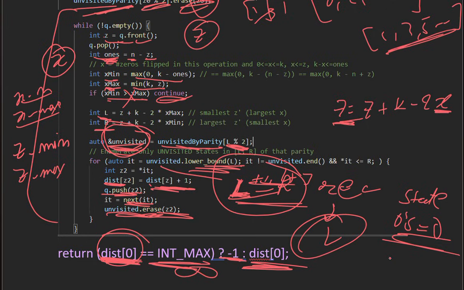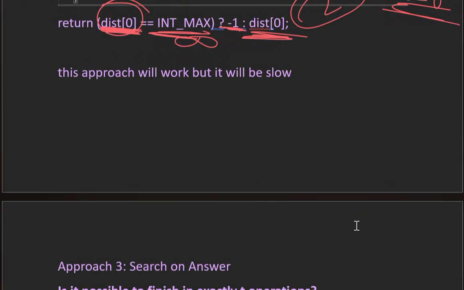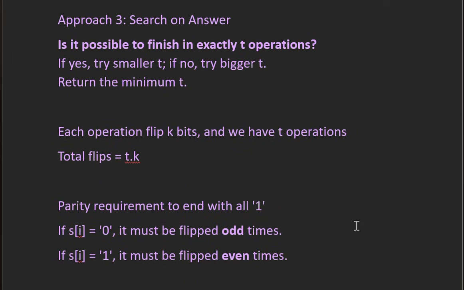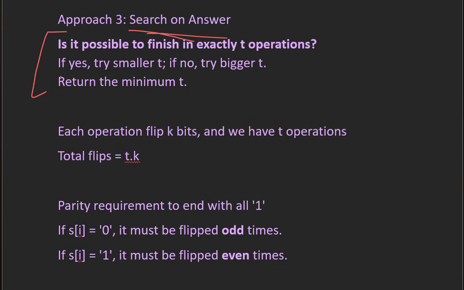So I hope I am able to explain these two approaches. After this we will be discussing a third approach, which is even faster than these two approaches. In the third approach, what we are doing is searching on the answer. So let's see, we have converted this question to a different question.